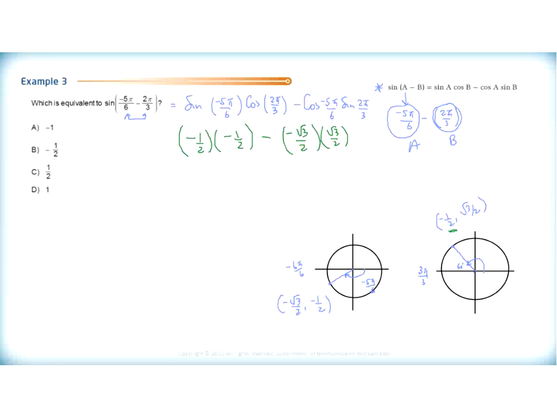All I need to do is simplify this. Negative times a negative is a positive, 1/4. Subtract a negative 3 over 4. Root 3 times root 3 is 3, 2 times 2 is 4. So I got 1 over 4 plus 3 over 4, which equals 4 over 4, which equals 1. Correct answer is D.